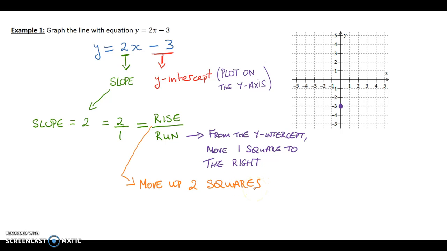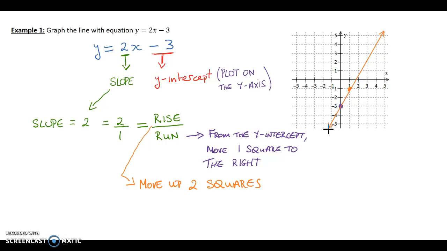So, let's go through that again. From the y-intercept, move 1 square to the right, and then move up 2 squares, so 1, 2, and we're going to put another dot there. And then, using your ruler or a straight edge, I'm going to actually use the mouse to help me here, but we're going to try our best to draw a line that goes through those 2 points as best we can.